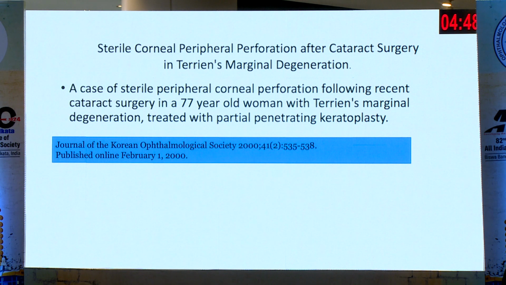You can achieve visual rehabilitation either by scleral contact lenses followed by a wavefront guided PRK. In one of the case reports in the literature, a sterile corneal perforation has been described while doing cataract surgery in Terrien's marginal degeneration at the area of thinning.